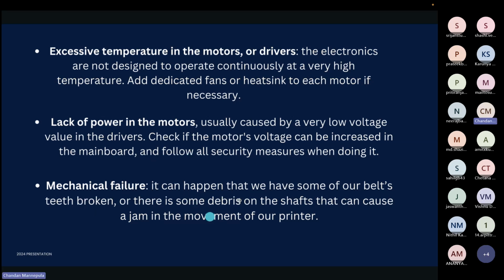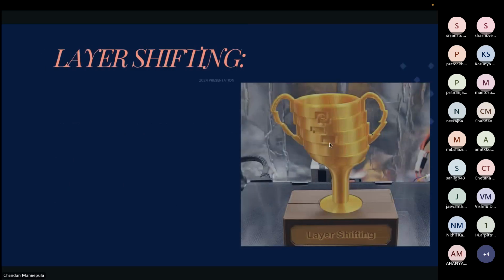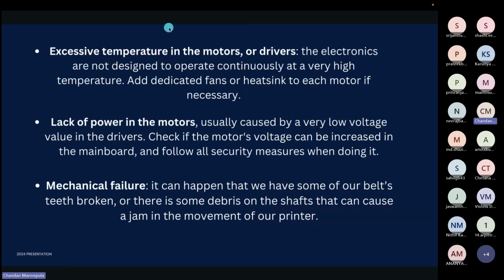And this mechanical failure is a common thing. Okay, now from here, my friend Chaitanya will continue.